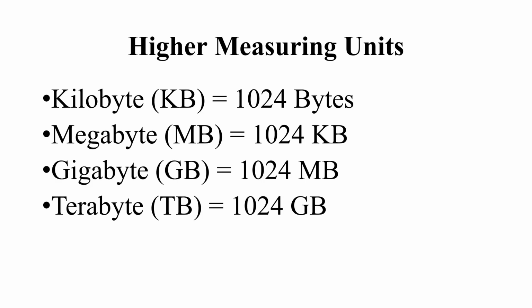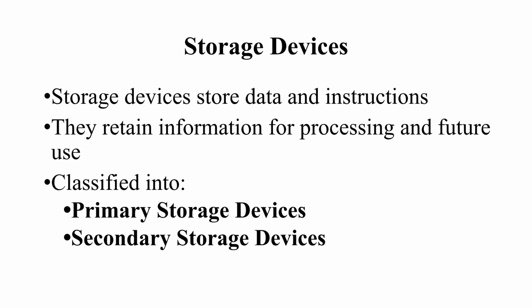Storage devices retain data and instructions for processing and future use. They are classified into primary and secondary storage devices. Primary storage is the main memory, located inside the computer and directly accessed by the CPU. It is faster but limited in capacity. Examples include RAM and ROM.